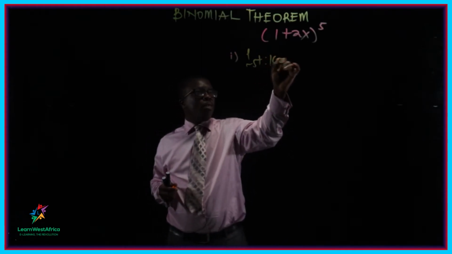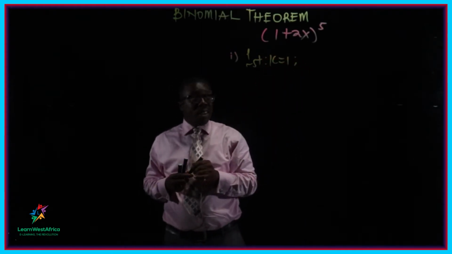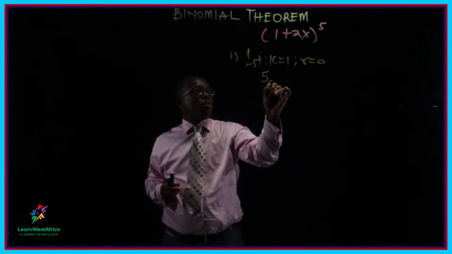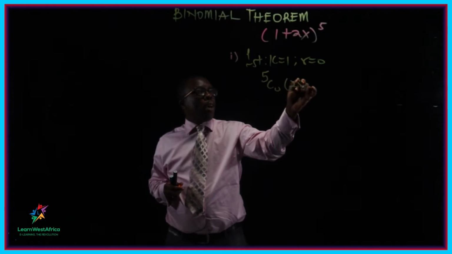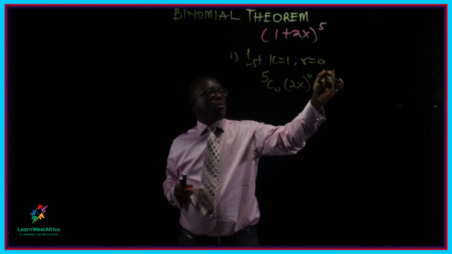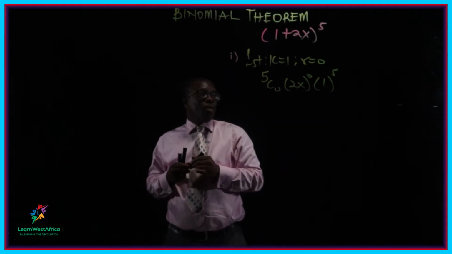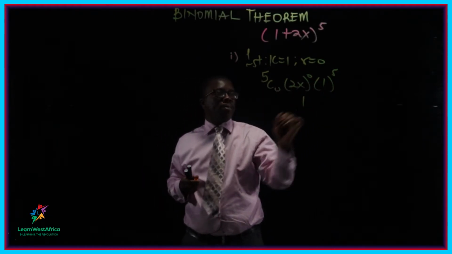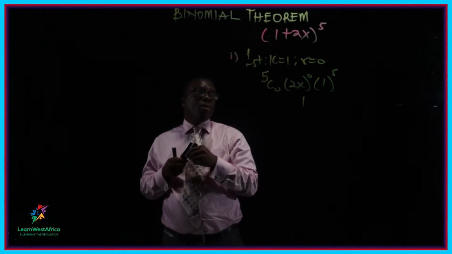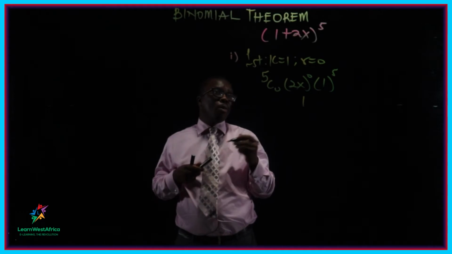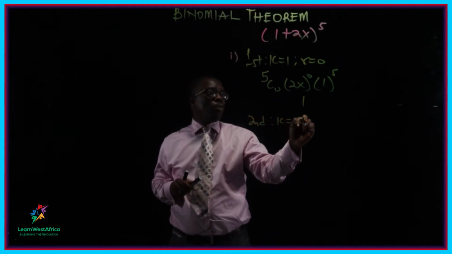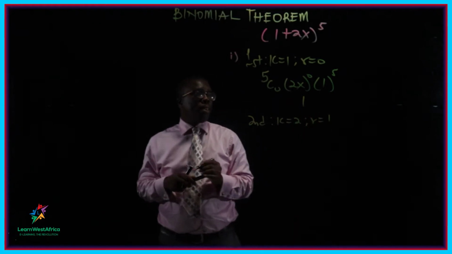Our first term means k is equal to 1, and that will mean that our r is 0. So we're going to have 5 choose 0, (2x) raised to the power 0, then 1 to the power 5. When we resolve that, this is going to give us 1. Then we'll come to our second term, which means k is equal to 2 and r is equal to 1.